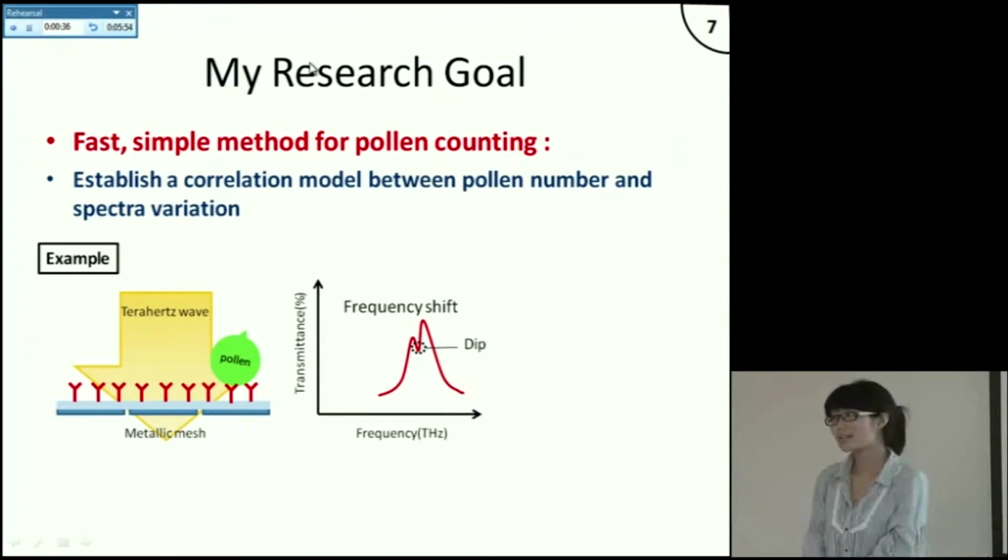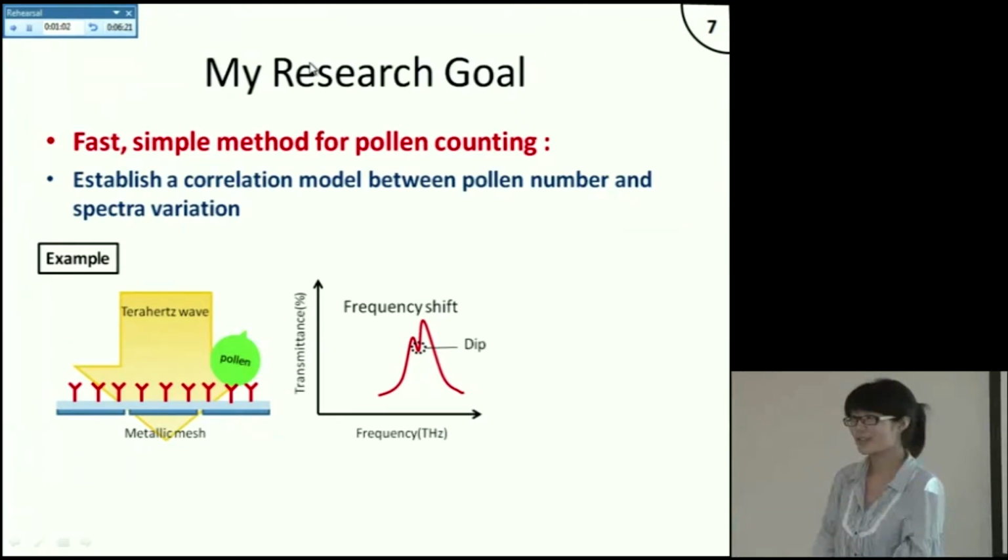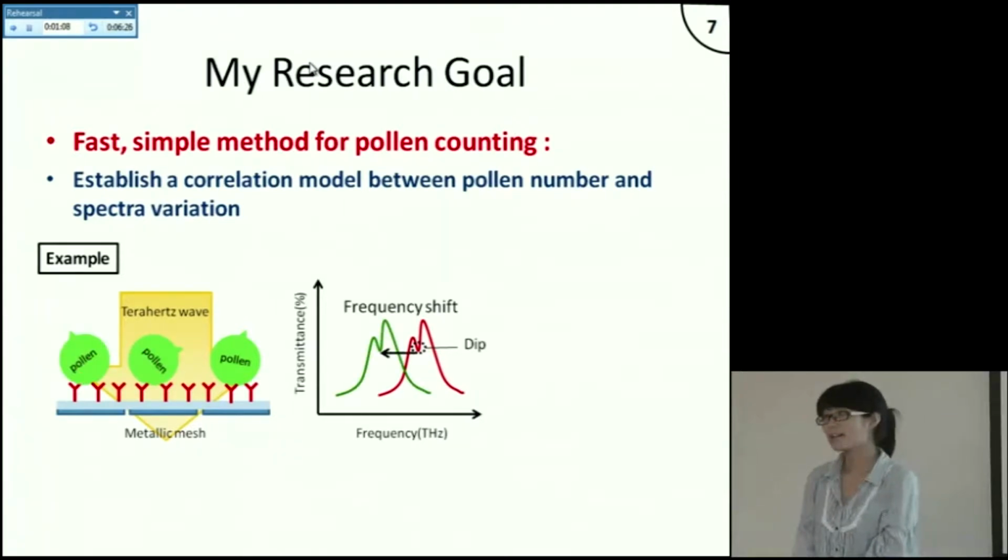Moreover, terahertz wavelength is comparable to the pollen size, so pollen number change might be reflected by spectral variation. For example, the transmittance of metallic mesh is distinguished by its dip configuration, and the dip frequency is very sensitive to the refractive index of the material on the metallic mesh surface. So in the ideal situation, before and after different quantities of pollen are added to the metallic mesh, the corresponding dip frequency shift should be observed.